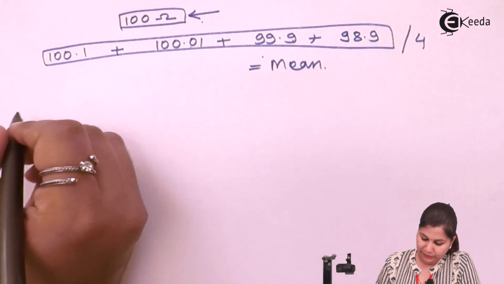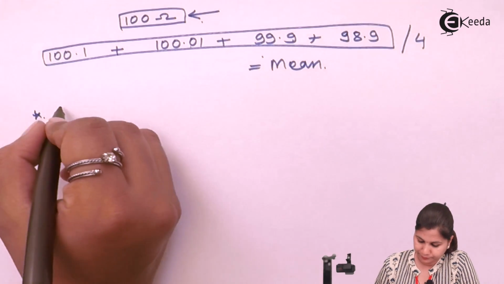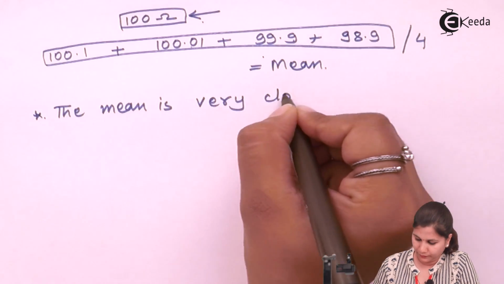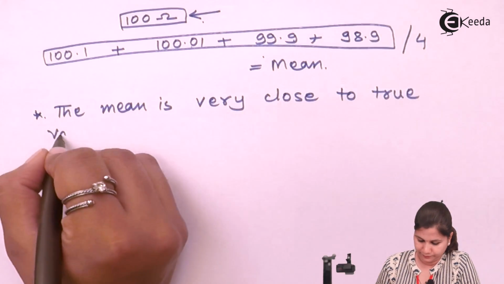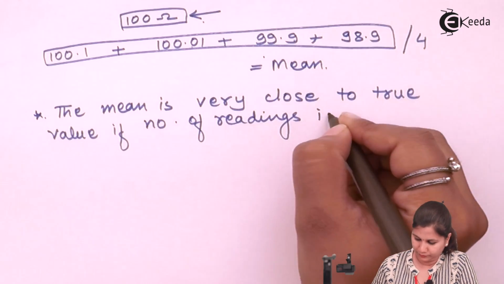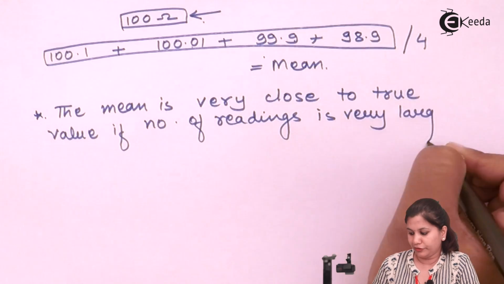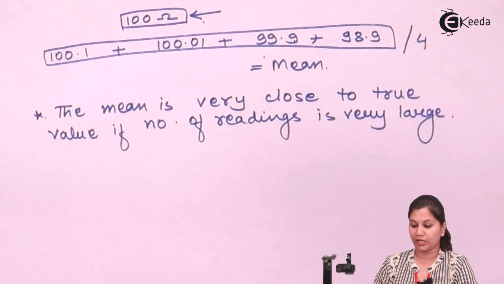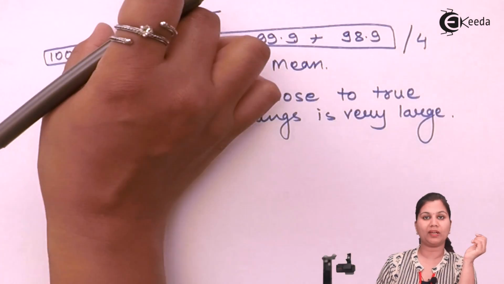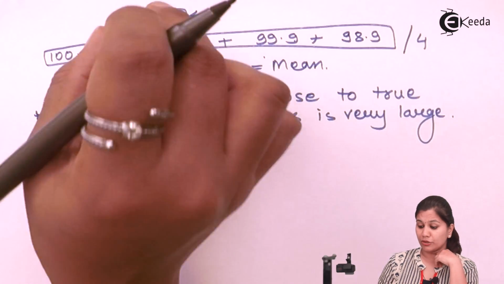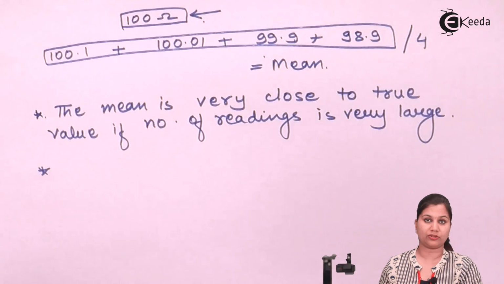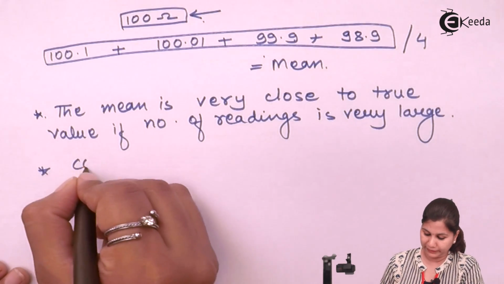So it is being said that the mean is very close to the true value if the number of readings taken is very large. Suppose we have taken 10, 20 readings, then the mean is going to be very close to the true value. But to calculate the mean of so many values, or to take so many readings, is very complicated.